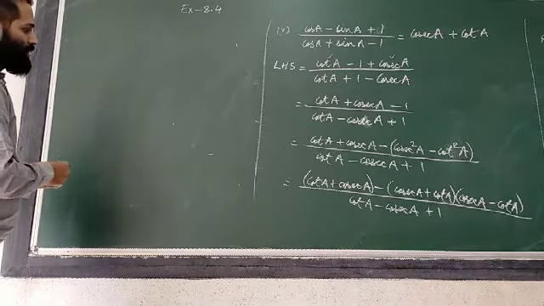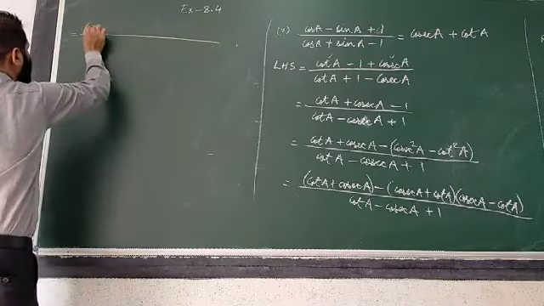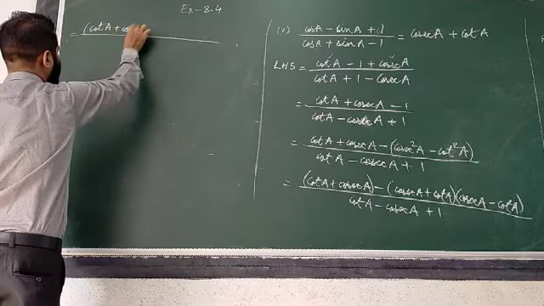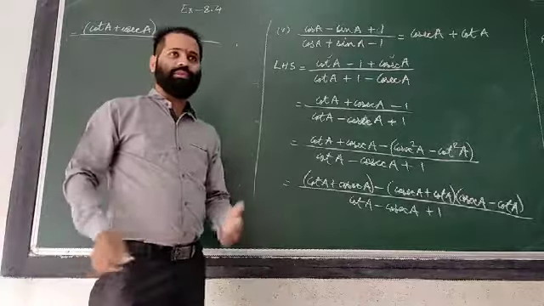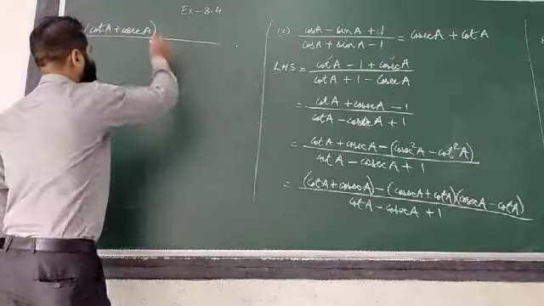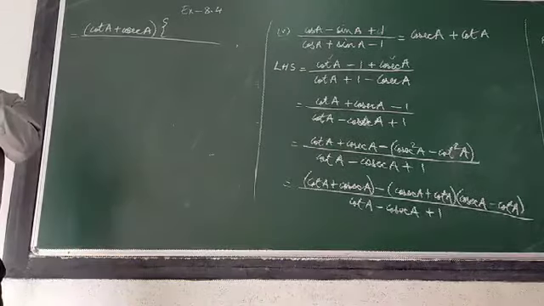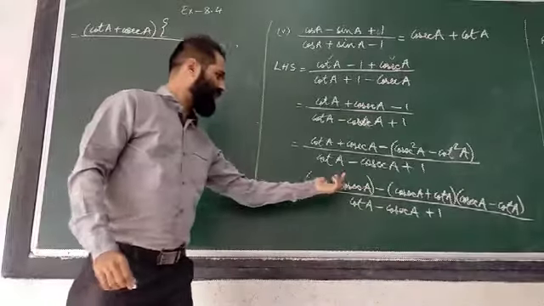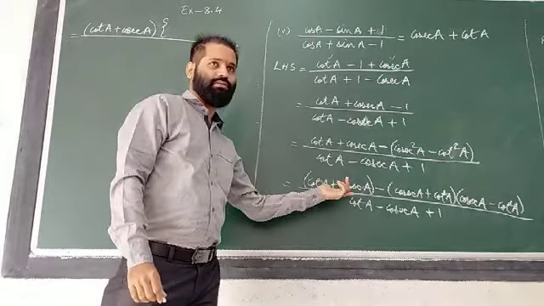So we will take common. So what are we taking common? Cot A plus cosec A. Now after taking common, we know that when we take common we need to give bracket. Okay? When we take common we need to give bracket. Now we have taken this as common. It means that what is left out here? 1.